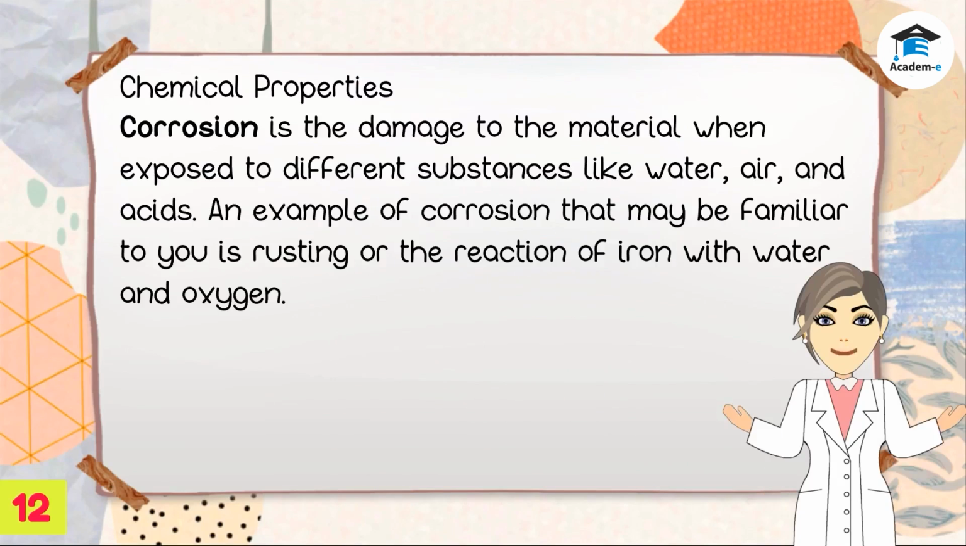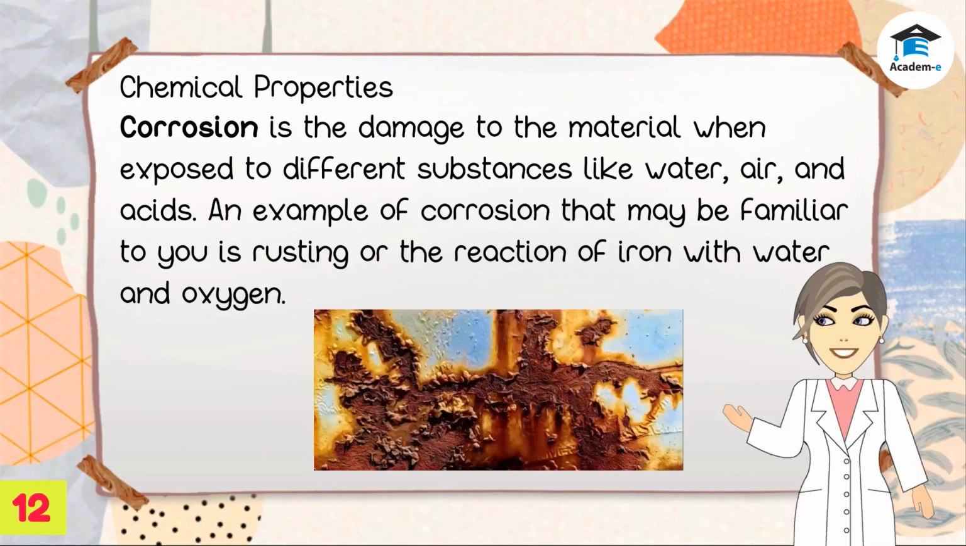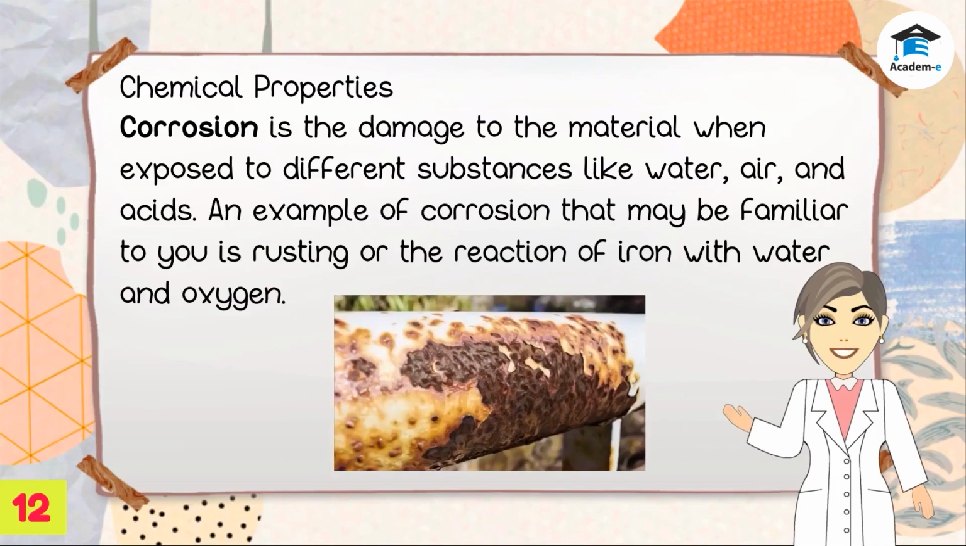Another chemical property of some matter is being prone to corrosion, or damage on material when exposed to different substances like water, air, and acids. An example of corrosion that may be familiar to you is rusting, or the reaction of iron with water and oxygen. When iron is exposed to air, it reacts with oxygen in the presence of moisture. The reaction produces iron oxide, or rust. Rust makes iron weak. Iron grills at home are painted to prevent corrosion. Coating this material with paint prevents it from reacting with oxygen in the air.